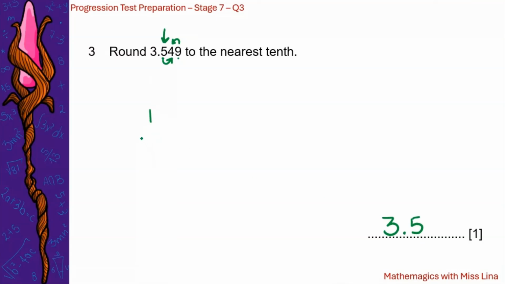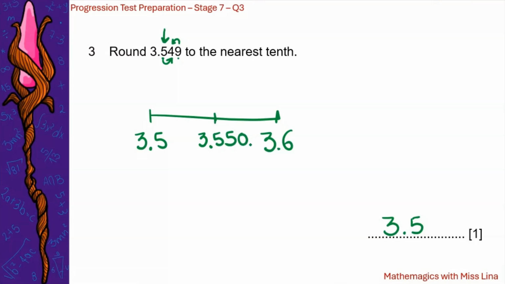And think about it. If you put this between 3.5 and 3.6, right in the middle, you are going to have 3.55. You can also see it as 3.550. The zero at the end doesn't harm, but I put it just for you to compare with this one, 3.549. So it's right here, right before the 3.550. So yes, it should go to the closest one, 3.5. And that's how you get the mark.